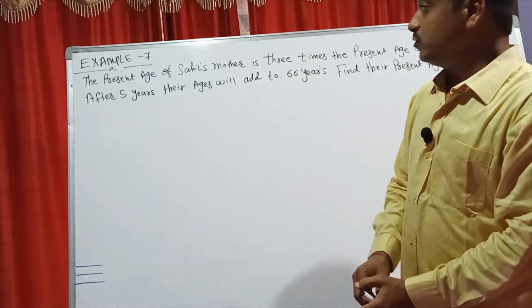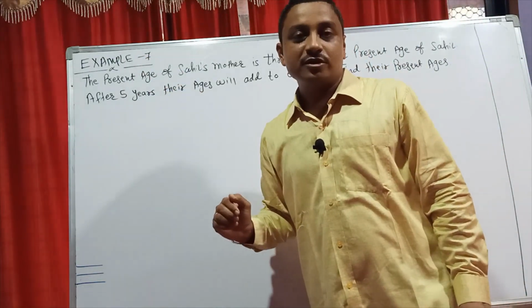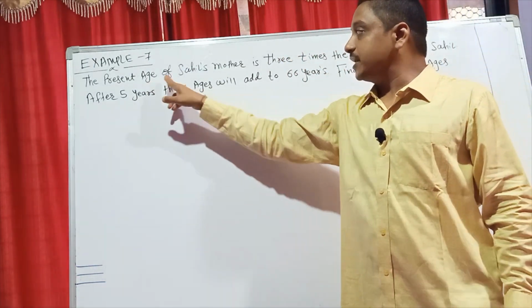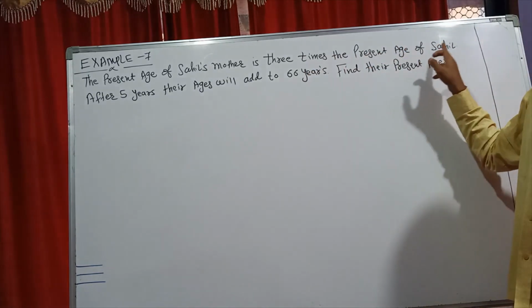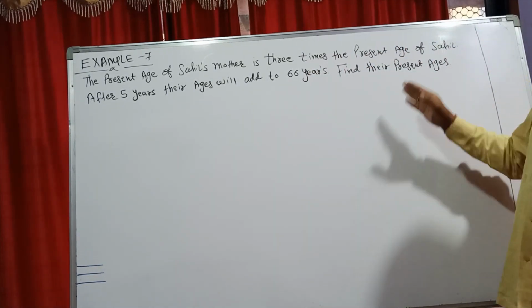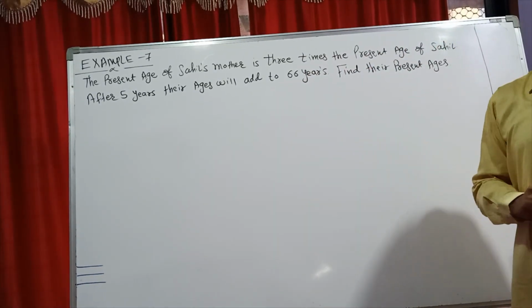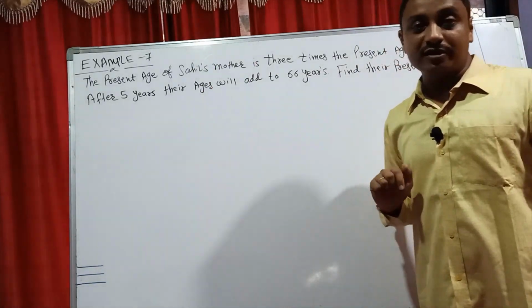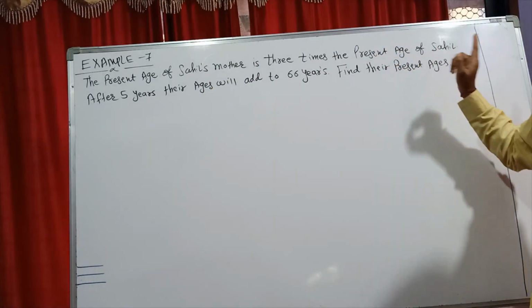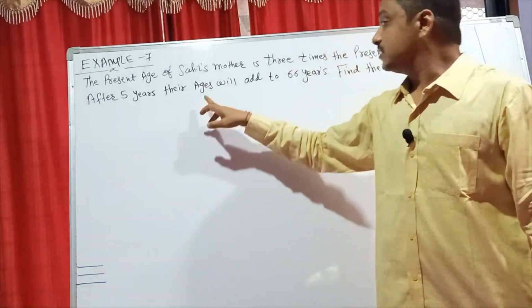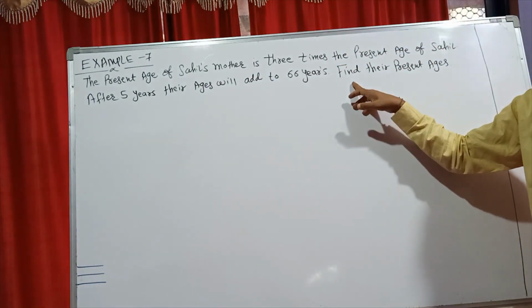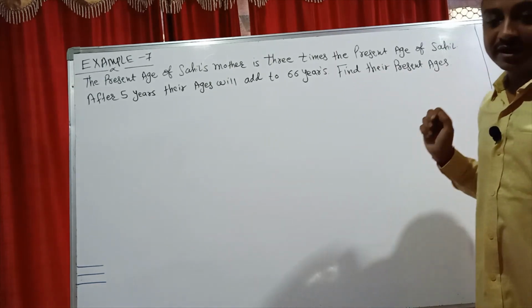Now students, continue. Example number 7. See the question of the 7. Present age of Sahil's mother is 3 times present age of Sahil. It means definitely Sahil's age is a smaller age in comparison to his mother. So I just assume that Sahil's age is x. And after 5 years means future tense, the sum of their ages will be 66 years. So find their present ages.